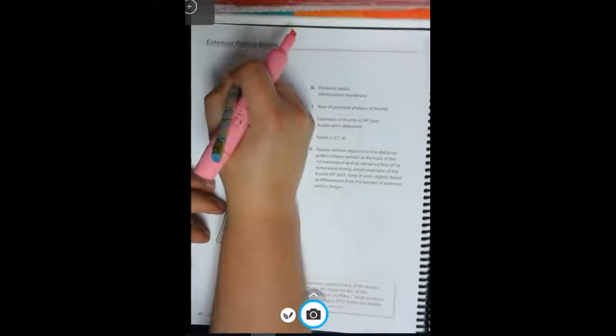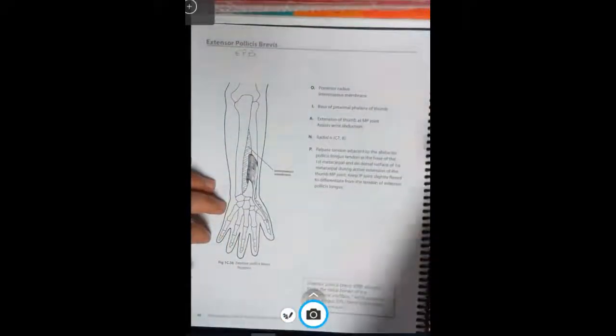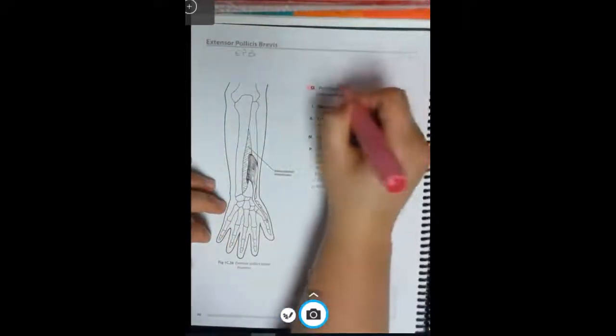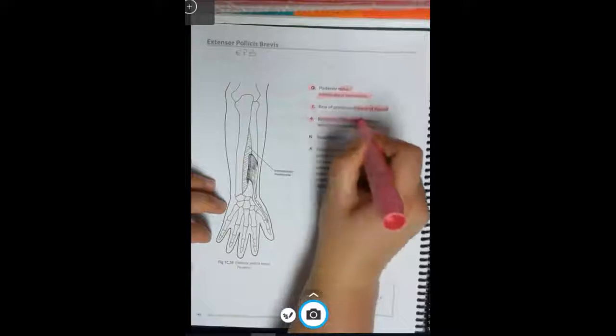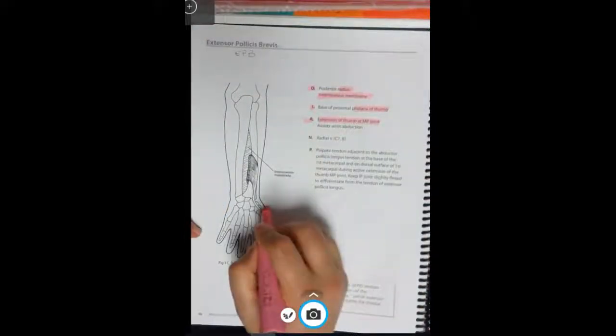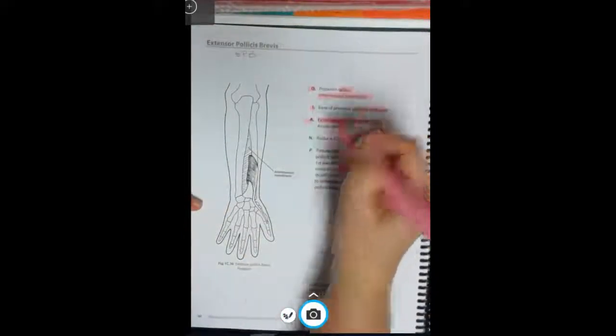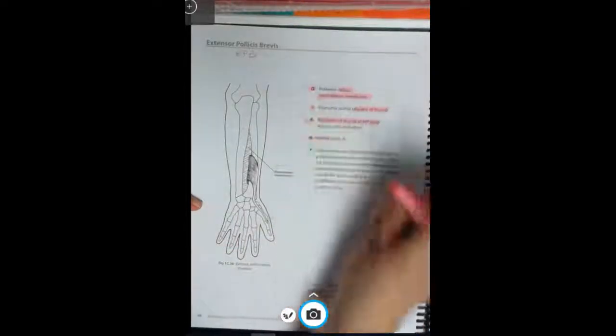Okay, so we still have another thumb muscle. Thumb's got a lot of power in it. Phalanx of the thumb. Action is extension at the MP joint. Remember, that's right down here. Oh, right there. Radial nerve. And palpate it.